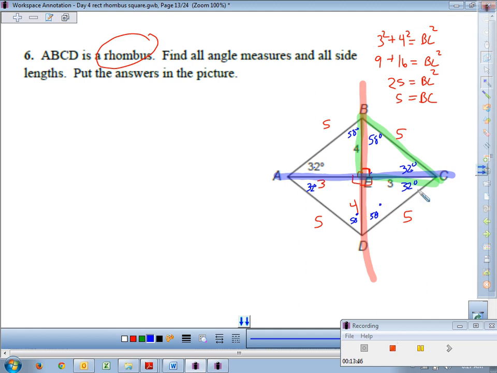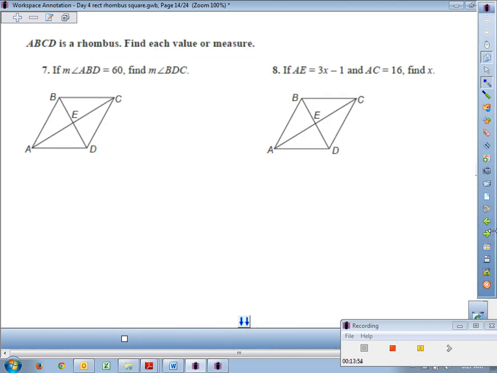Sweet. So rhombuses, easier than you think if you know about the symmetry lines and the diagonals. Here, they give me rhombuses again. They say if the measure of angle ABD, that one right there, is 60 degrees, find the measure of angle BDC.